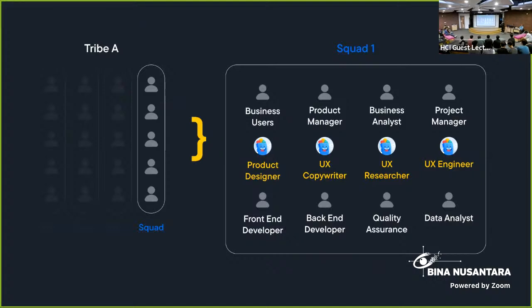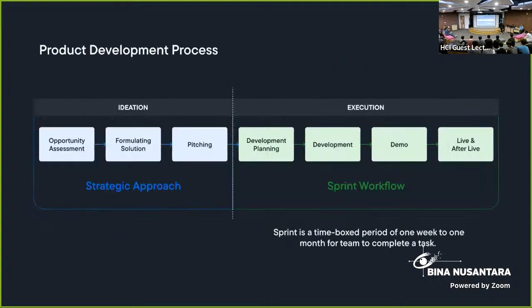And at the bottom are developers. We have 3 roles: front-end developers, all about UIs, and then back-end developers, all about back-end things. We have also quality assurance that ensures the product we ship is bug free. And then the other one is the data analyst. Okay, so I divide it into 2 big processes. The first one is ideation, and the second one is execution. Ideation is a strategic approach. So opportunity assessment can come from everybody, not only designers.